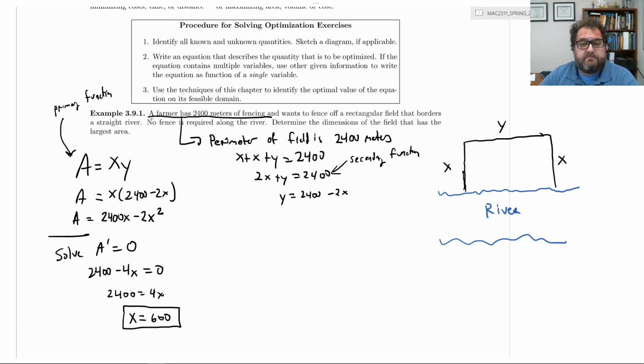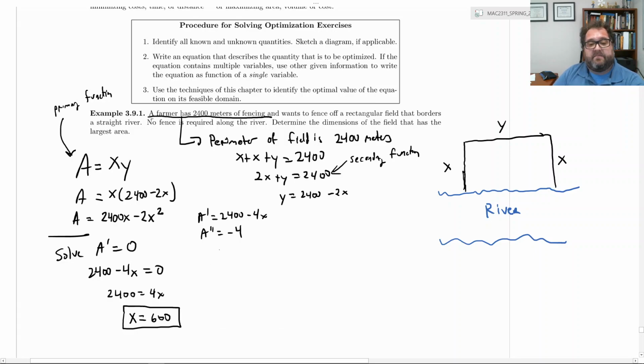So we need to verify. Probably the easiest way to do this is to use the second derivative test, because we don't really care about the function increasing and decreasing. The second derivative test says find the second derivative, evaluate at your critical value, and if you get a negative result, then you have found a local maximum. A prime was 2400 minus 4x. So what's A double prime? Well, A double prime is just negative 4.